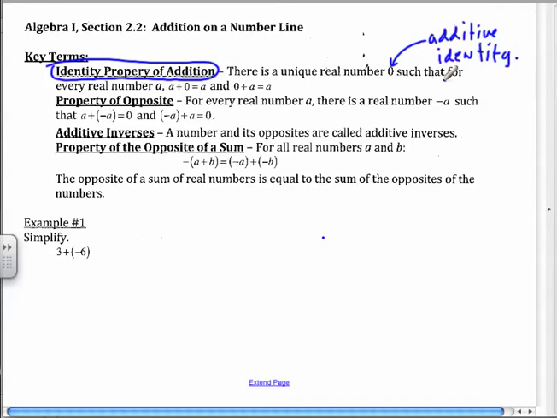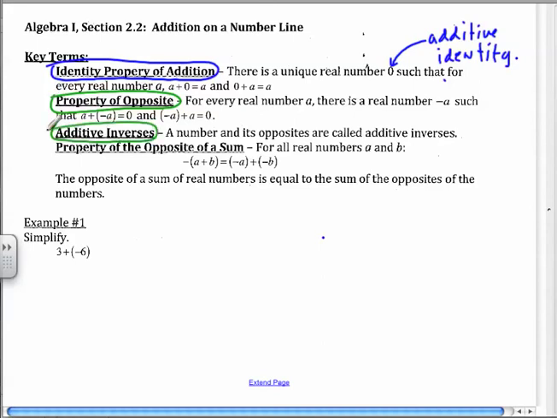Now, guys, right here, the property of opposites. For every real number a, there is a real number negative a, or the opposite of a, such that a plus the opposite of a equals 0. So that first one we said, anything I add to 0 stays the same. Anything I add to its opposite gives me 0. That's the property of opposites. If I add a number and its opposite, I get 0.